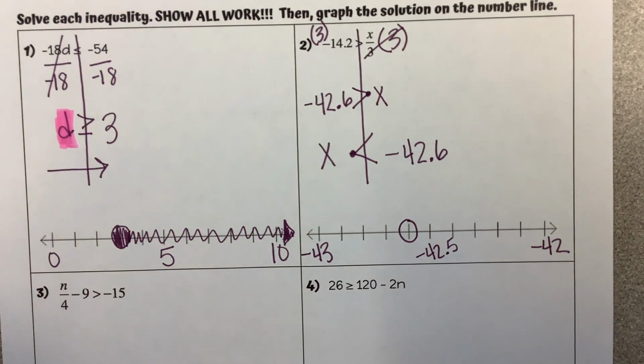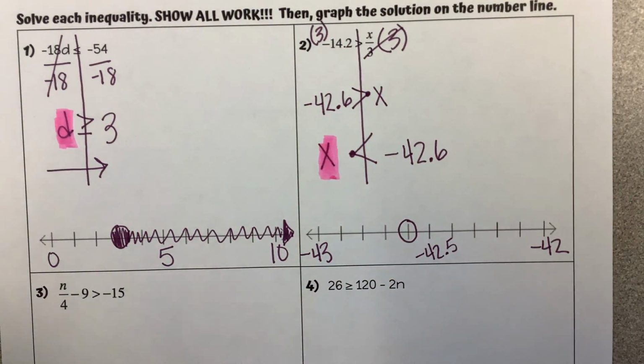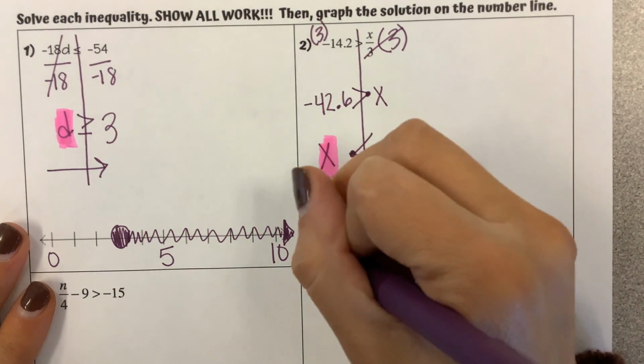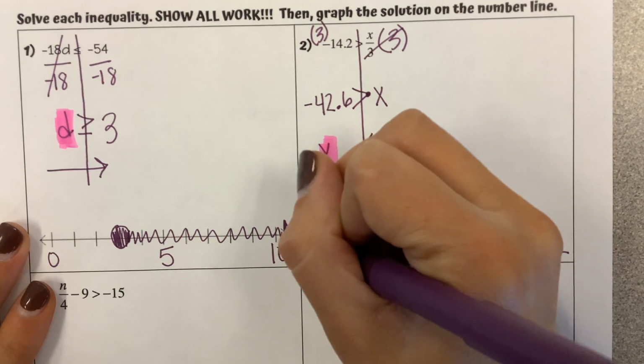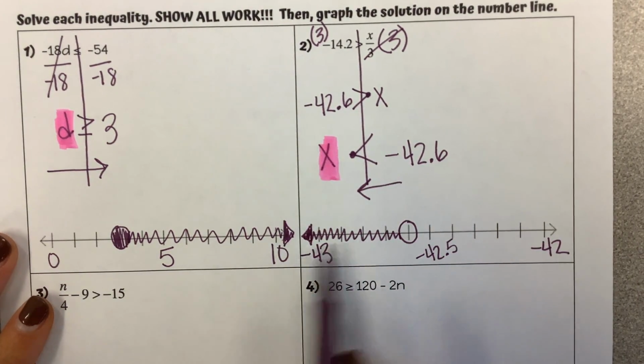There's no equal to part, so it stays an open circle. Again, since our variable is on the left side, that means our arrow points in the direction we need to shade, which is to the left. Because X is less than, this is where the values are less than.